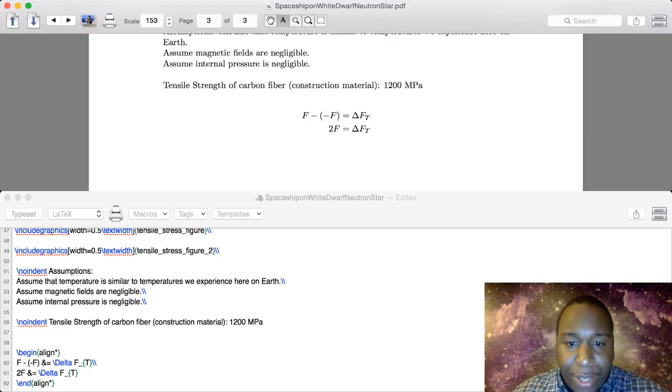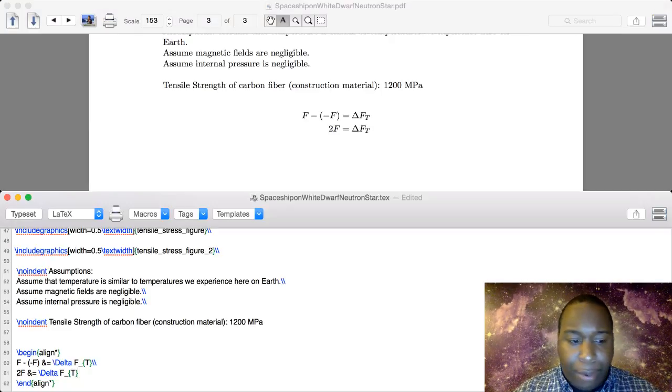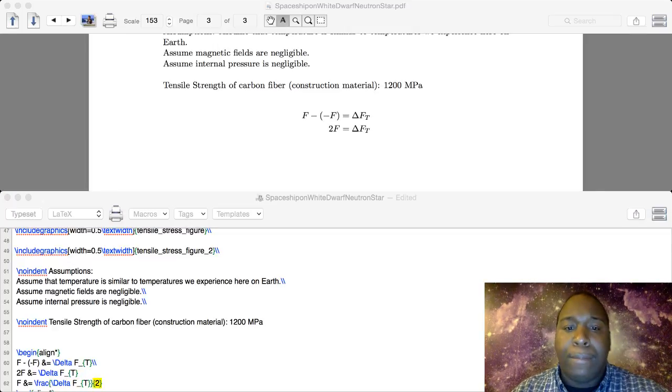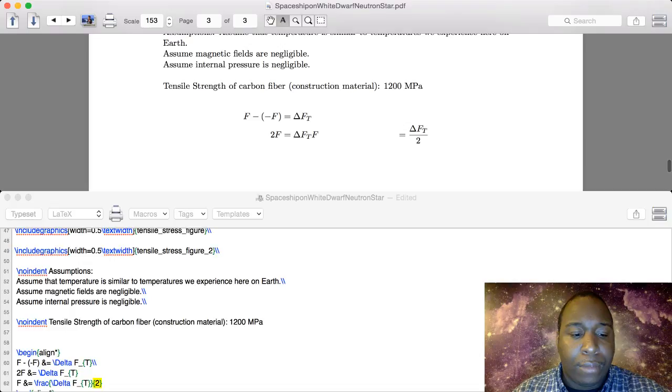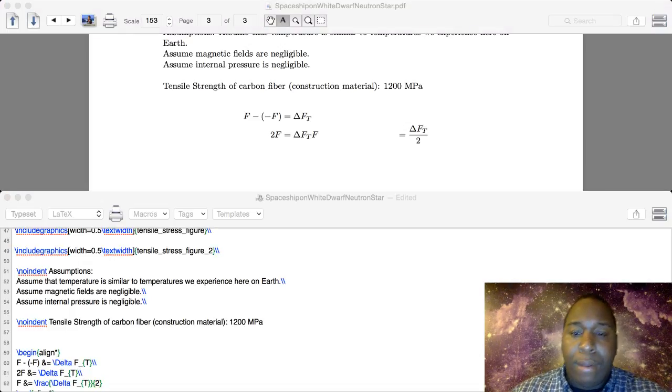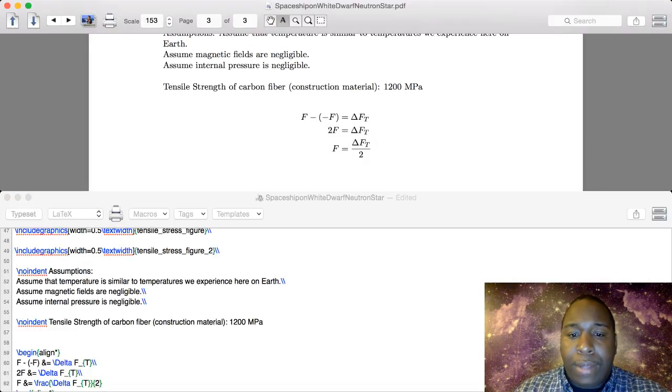So this gives us 2F is equal to delta F tidal, which basically gives us an F equal to the tidal force fraction over 2. Let's reformat that. So this is the force that we'd have to have if we were going to be trying to pull at both ends with equal and opposite force. This would have to be what the force would have to be equal to.